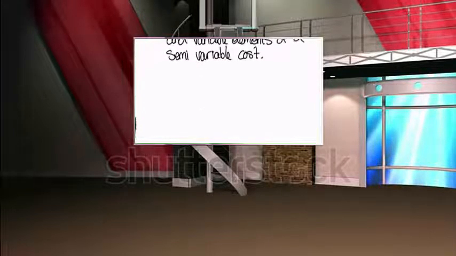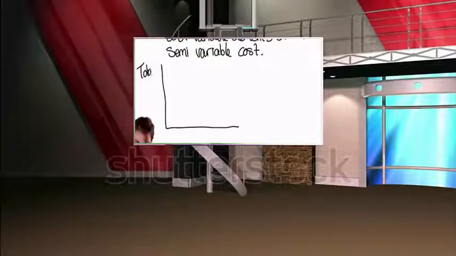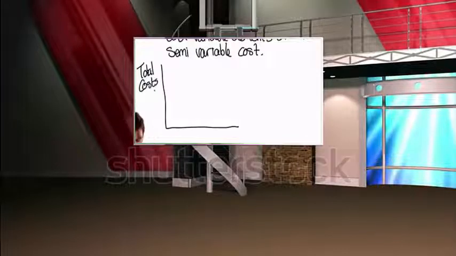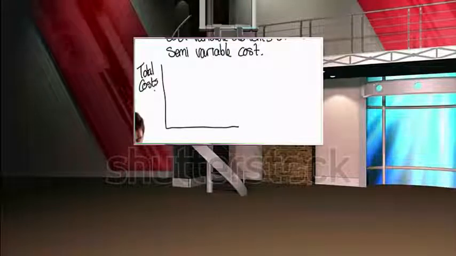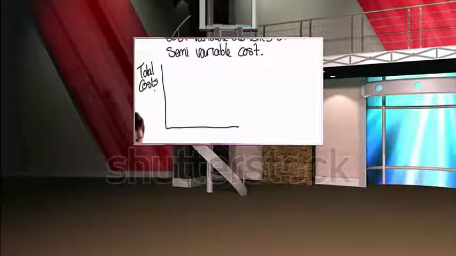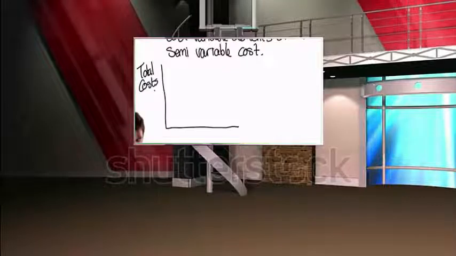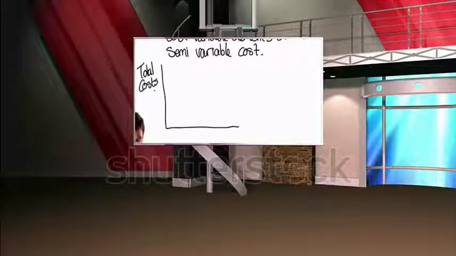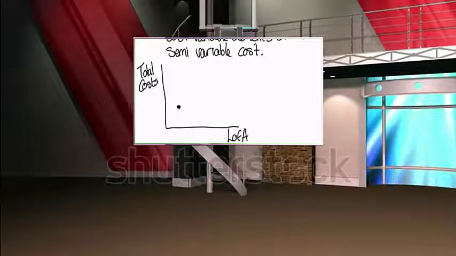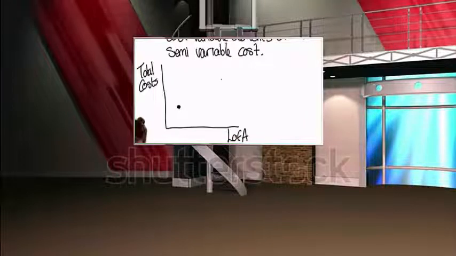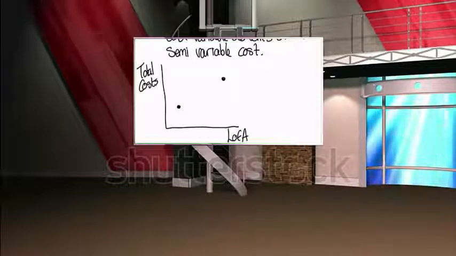Well, once again, if we think about this on a graph, we're looking at the total costs for a company and the level of activity. In the high-low method, what we start with is two sets of data. So we will already have calculated, or we will be given in the question, what total costs for the company are at some low level of activity. And we will also know what total costs would be at some high level of activity.